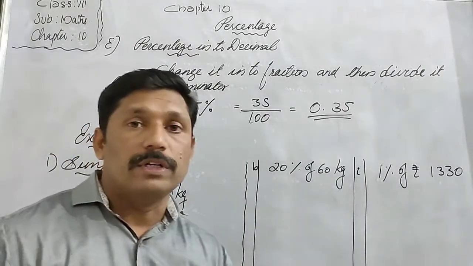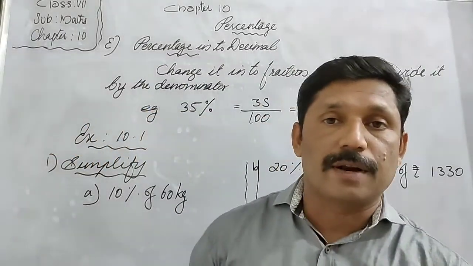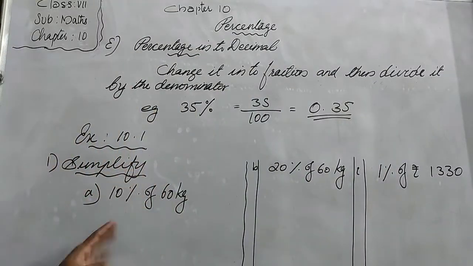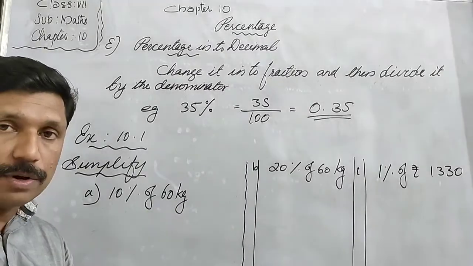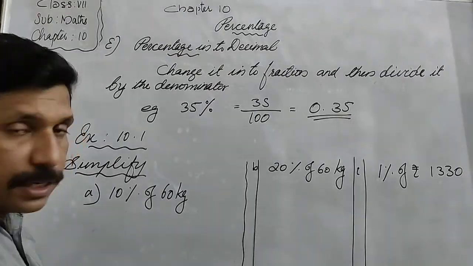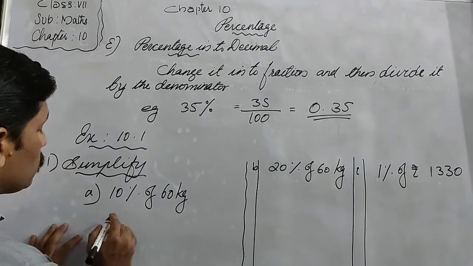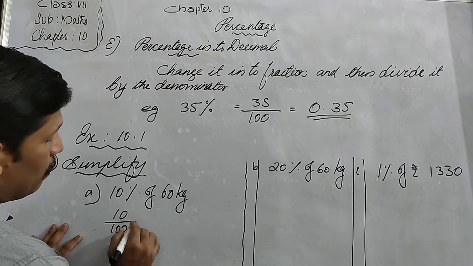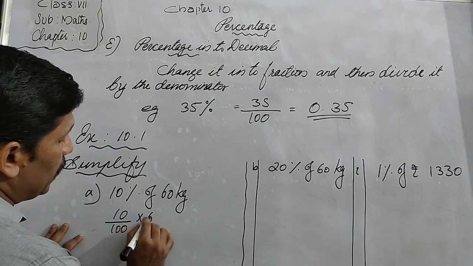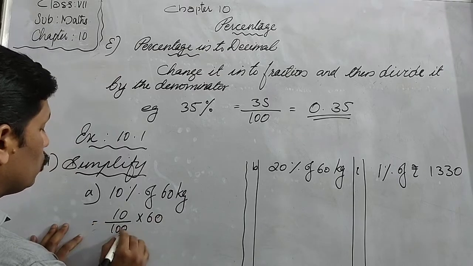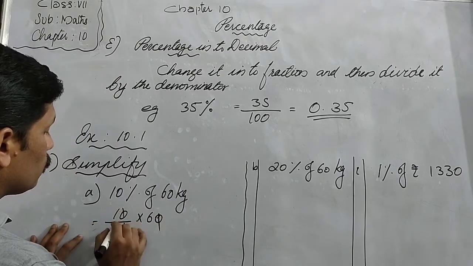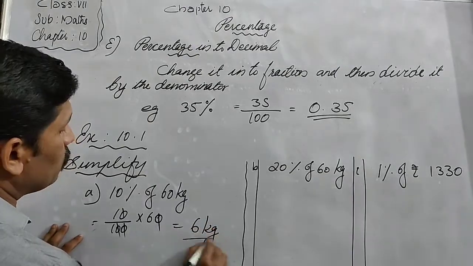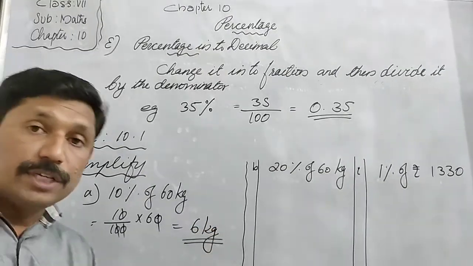Now students, we are going to solve some questions from exercise 10.1. You just listen. Here, first question, simplify 10 percentage of 60 kilogram. What is the 10 percentage of 60 kilogram? So here 10 percentage means, dear students, 10 out of 100. "Of" means multiplication, into 60. Both zeros will be cut. Therefore we get 6 kilogram. So 10 percentage of 60 kilogram is equal to 6 kilogram.